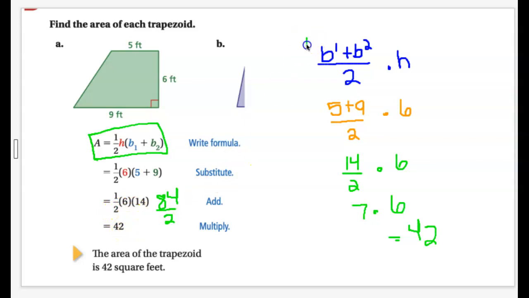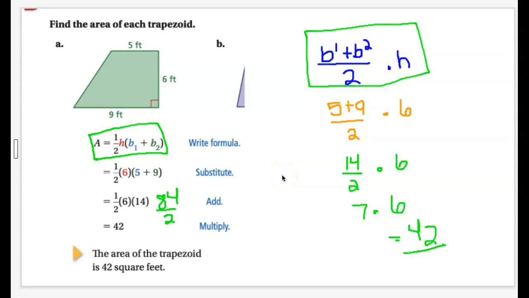Now, the formula is written differently over here, just like how we can write it two ways with the triangle, but of course we get the same answer. Base 1 plus base 2 divided by 2 multiplied by the height. 5 plus 9 is 14. 14 divided by 2 is 7, which we multiply by 6, and then the answer is 42. So whichever formula you use, you will get the same answer.